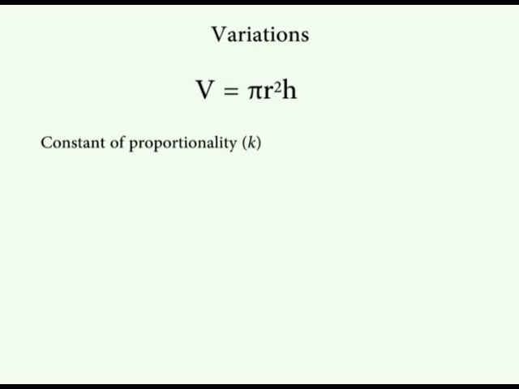For example, in the formula for finding the volume of a cylinder, V = πr²h, when radius increases, volume will increase. Again, when h increases, volume will increase. But pi never changes, it remains the same. And so V, r and h are variables. Pi is the constant.